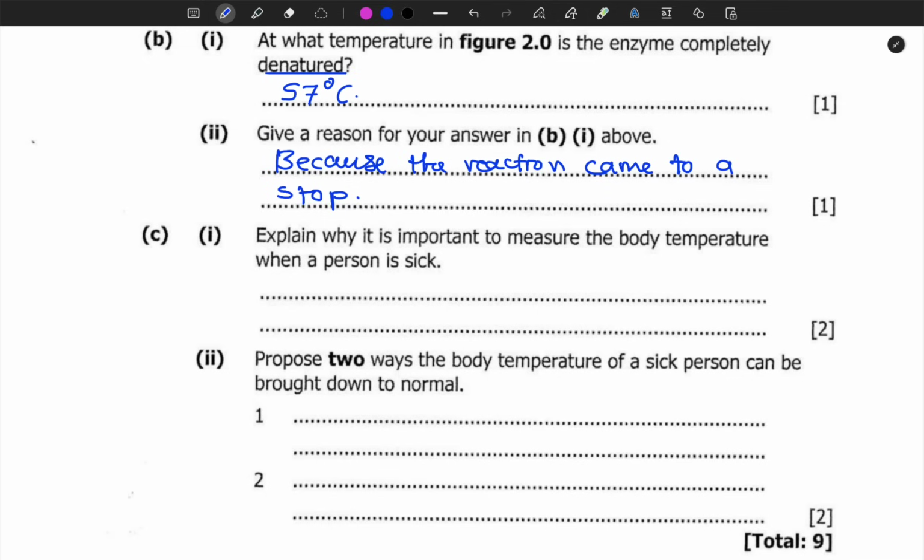So they need to know if the temperature is high, they have to find ways of bringing back the temperature to normal so that the enzymes may not be denatured. Or if the temperature is too low, they need to find ways of raising the temperature so that the activity of the enzymes can be accurate. So to summarize, the reason why they measure the body temperature is to see if the activity of the enzyme is still okay, or to see if the temperature is still in a range where enzymes can operate effectively. So we can say to see if the temperature is favorable for enzymes activity.